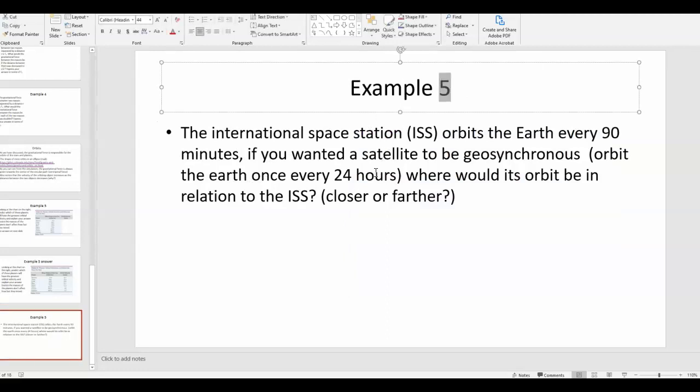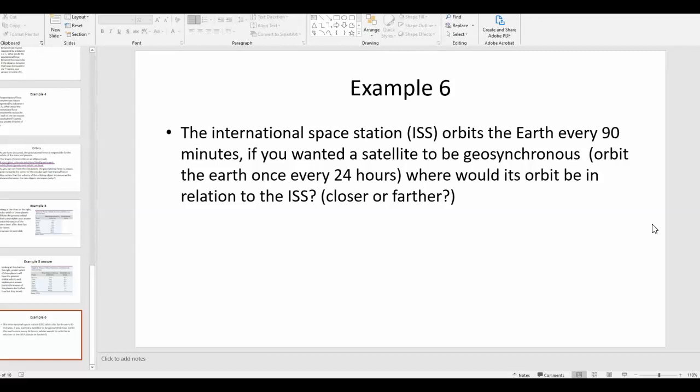Okay, and then this is the last example in this section of the unit. The ISS, the International Space Station, orbits the Earth every 90 minutes. If you wanted a satellite to be what's called geosynchronous, which means that it orbits the Earth once every 24 hours, where would its orbit be in relation to the ISS? Closer or farther?